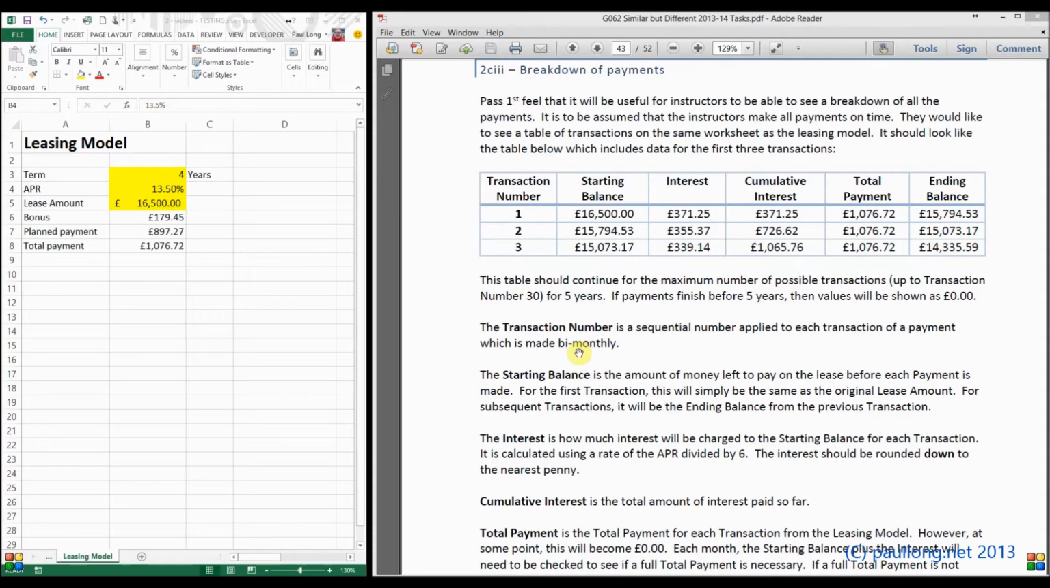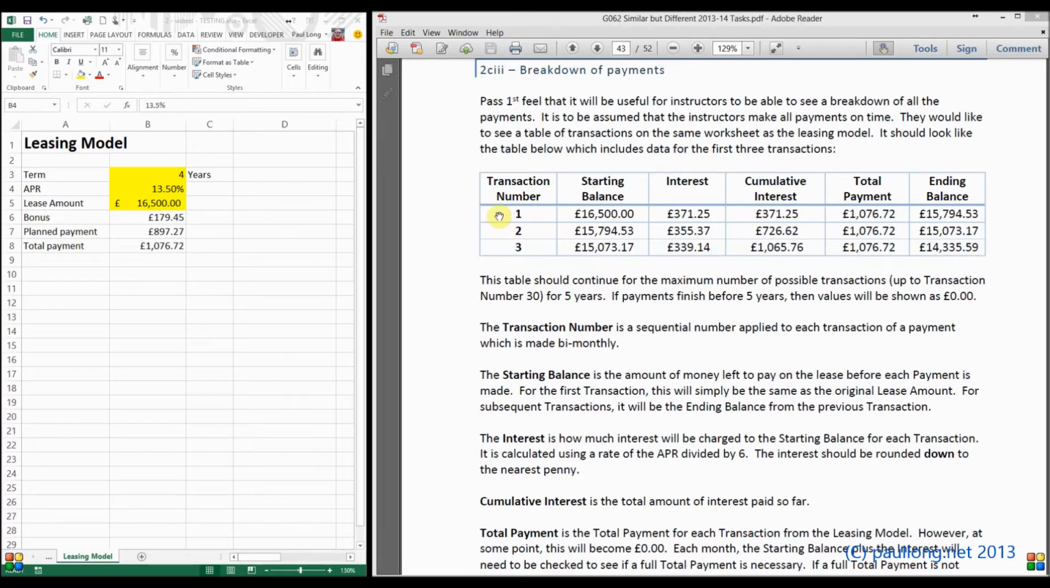This is task 2C part 3, where you are asked to create a breakdown of payments over the term of the lease. So we're given some data and we need to understand what the data in this table means. Each of these transactions, 1, 2 and 3, refer to payments that are made.